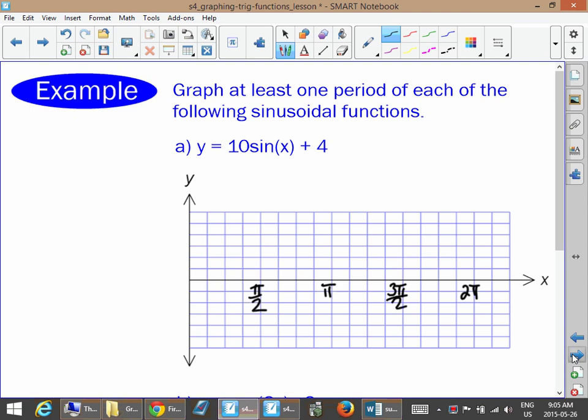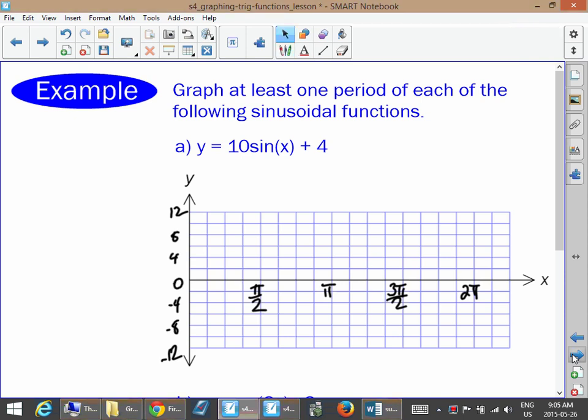Now for the vertical scale, I've got 1, 2, 3, 4, 5, 6. So I'm going to go 4, 8, 12, -4, -8, -12. Then I plot my points. I am going to start in the vertical middle. Actually, because of that D value, I can't use that scale. My bad, I wasn't paying attention.